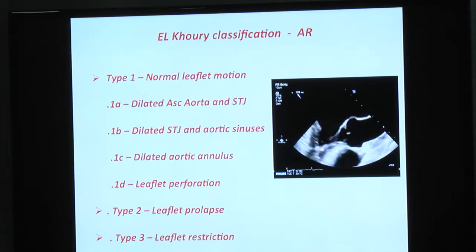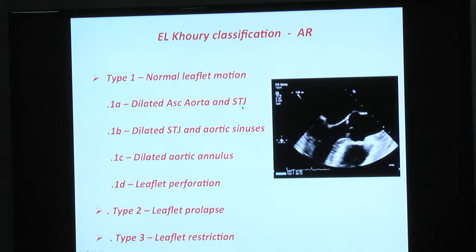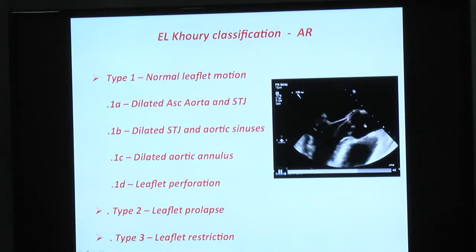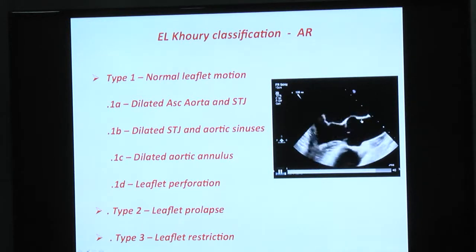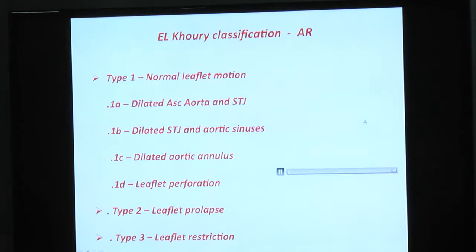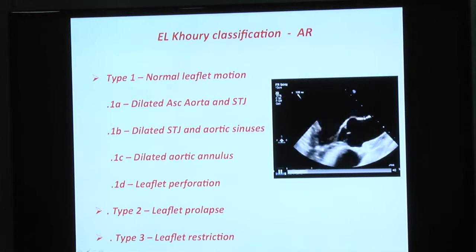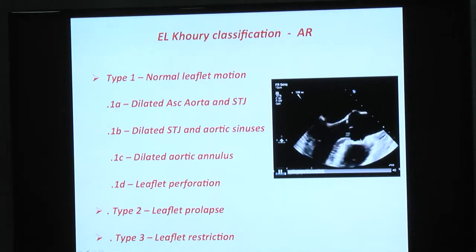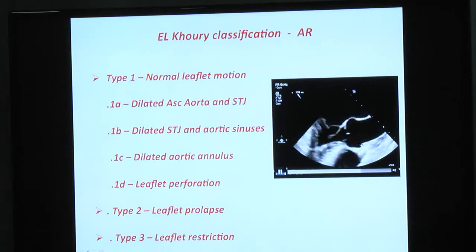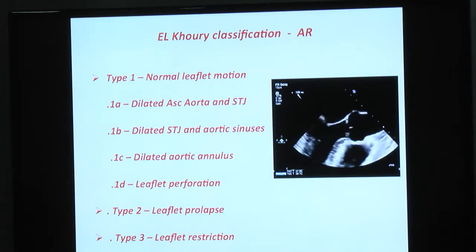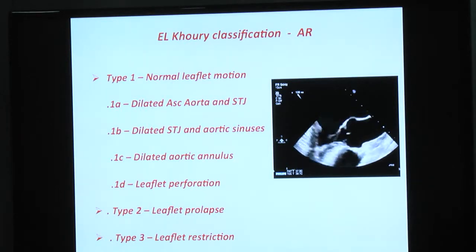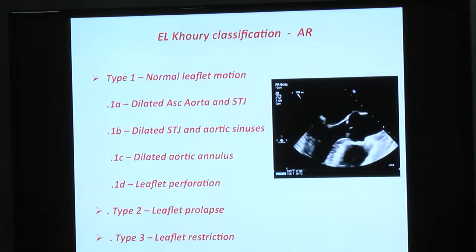normal leaflet motion. You have either the type 1A, that is dilatation of the ascending aorta and the STJ. So this will be the ascending aorta and that will be the sinotubular junction. 1B will be the dilatation of the STJ as well as sinuses, and 1C will be the dilated aortic annulus, and 1D will be the leaflet perforation. This is further subdivided into these things. So it makes it easy to classify, and depending on what classification we have given him, the surgeon makes his choice of attempting the surgery, what kind of repair or replacement has to be done.